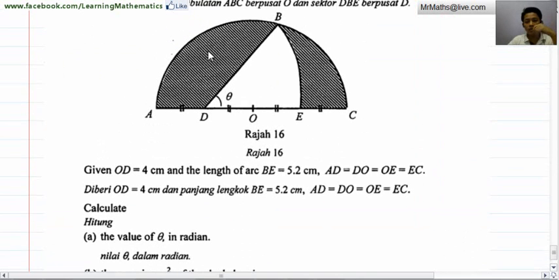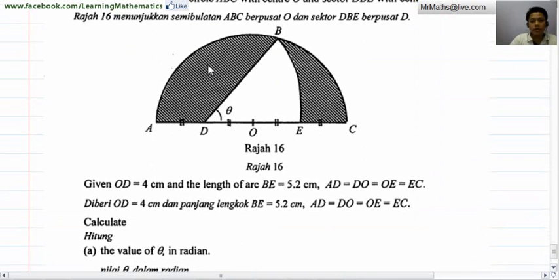So what have we got here? The arc length BE is 5.2 cm and DO is 4 cm, which means the radius of that circle is 8 cm, twice that, because they are all the same length. Okay, and also the radius of the sector inside it is as well 8 cm. So let's go and find the question A first.